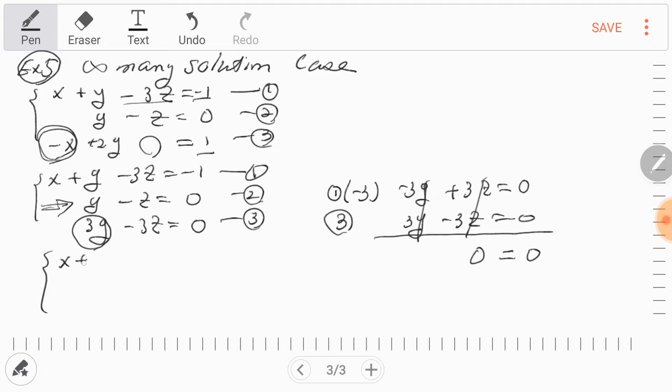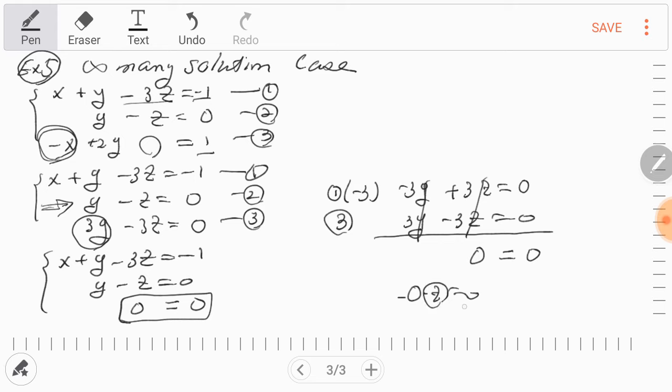So let me write the system of equations. The second equation is this. And the third equation is 0 equals 0. The third equation is the equation for the z value, which means 0 times z equals 0. Then there are infinitely many numbers for z, and the third equation is true. So we can conclude that there are infinitely many solutions.